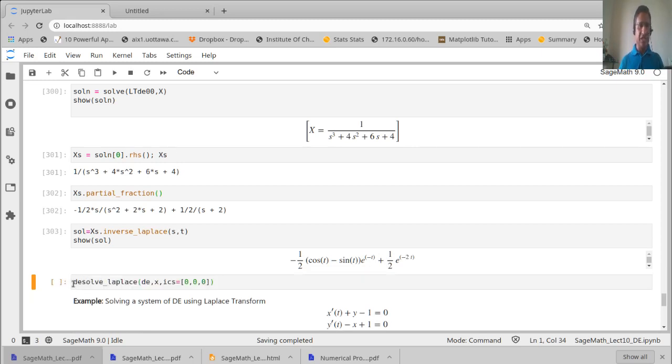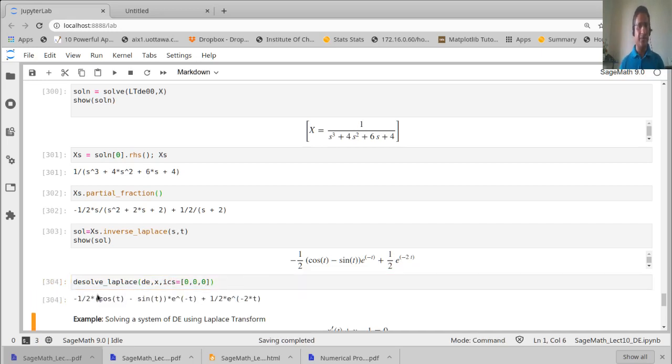Let us verify that this is the same as what we get using the inbuilt function. There is a function called desolve_laplace to solve this differential equation using Laplace transform, and you just mention the initial conditions. So let us run this.